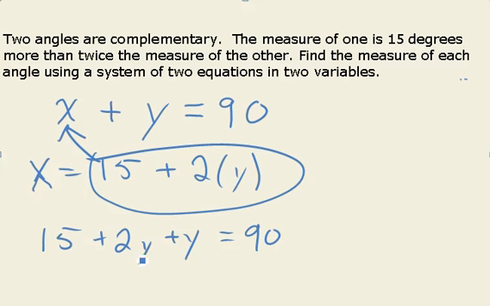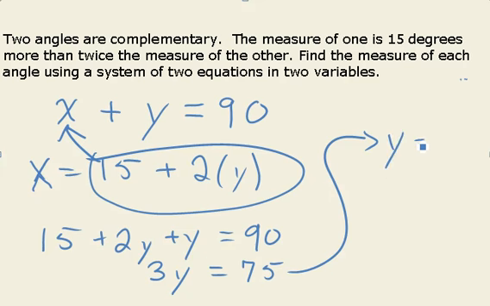We can add 2y and y, and we get 3y. I can subtract 15 from both sides. 90 minus 15 is 75. I can divide both sides by 3. 3y divided by 3 is y. 75 divided by 3 is 25. So it looks like y is equal to 25.